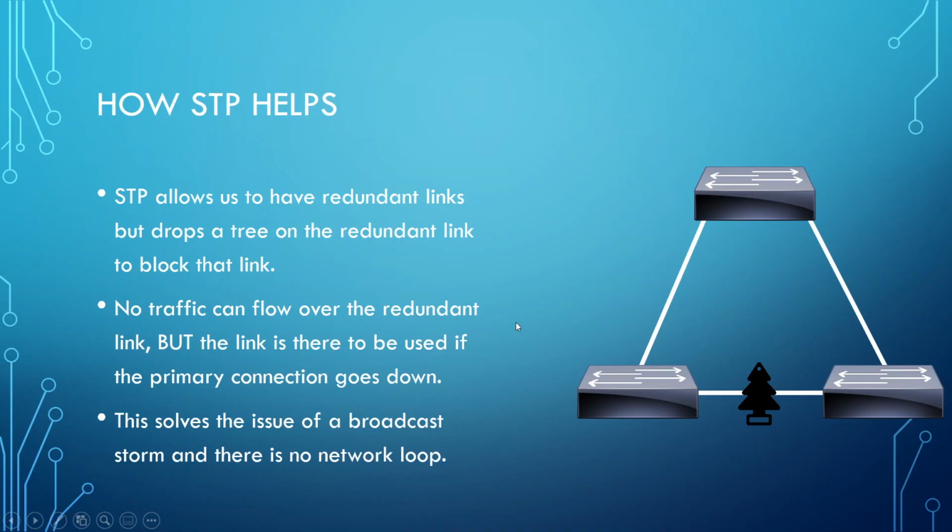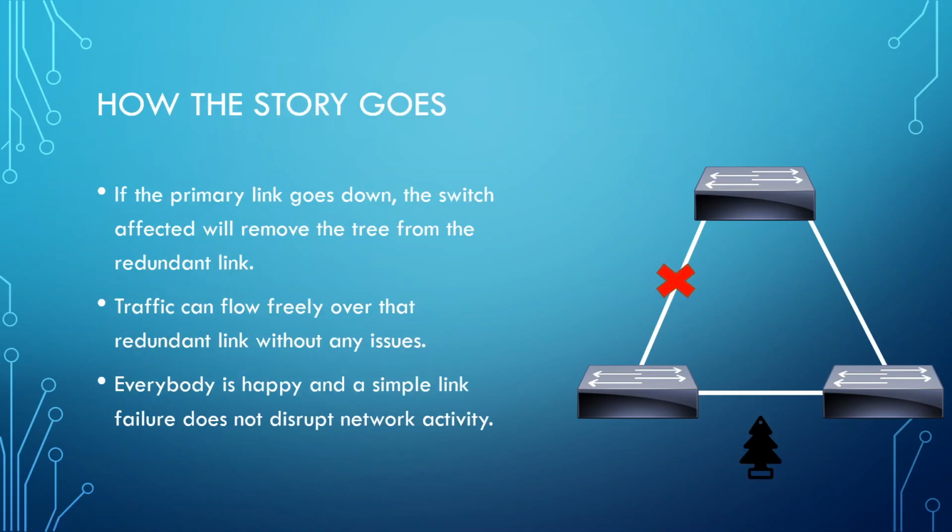All good. This stops the broadcast issue, because if I want to send a broadcast packet, it will go to this switch, to that switch, out all the ports on this switch, and will not go over this link. So that means the broadcast ends at this switch. Okay. However, what happens if this main link were to fail? Well, this is when STP steps in.